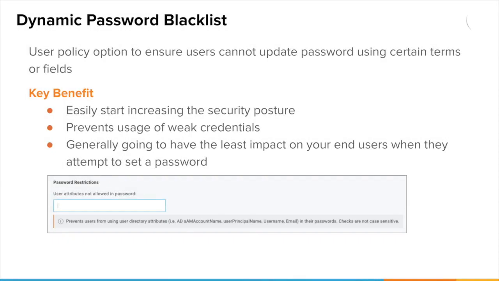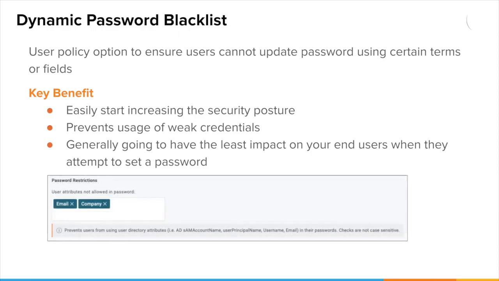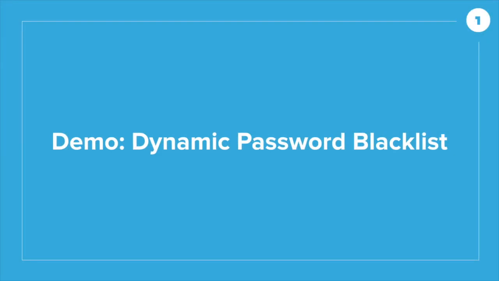Dynamic Password Blacklist is configured on the Password tab of a user security policy. The setting is actually called Password Restrictions. The idea is you can type in a user attribute and it will recognize it and enter it into the field. If a user tries to create a password that contains that value, like company name, their password will be rejected and they will have to go for a new one. So let's check out how to configure it and what it might look like to an end user when Dynamic Password Blacklist is enabled.